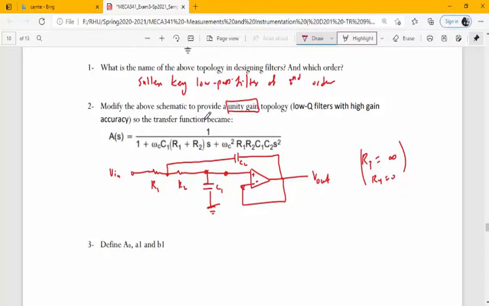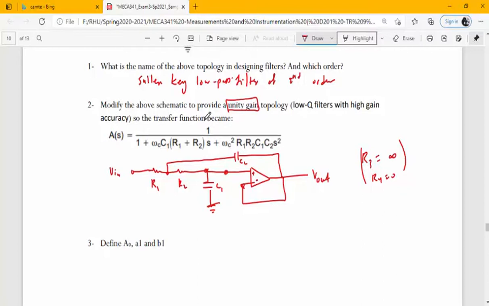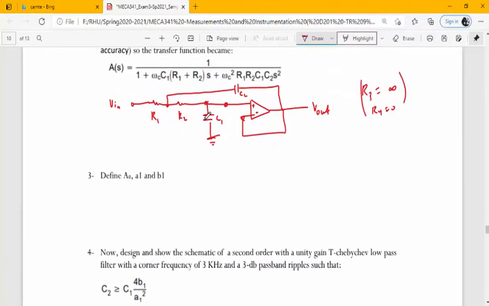Transfer function. And remember, once we say transfer function, we take into consideration that the initial conditions are 0, with no initial energy stored inside the capacitor. Now we are asked to define A0, A1, and B1 from this transfer function. You may be asked on the actual exam to derive this equation, and you should be able to do so.